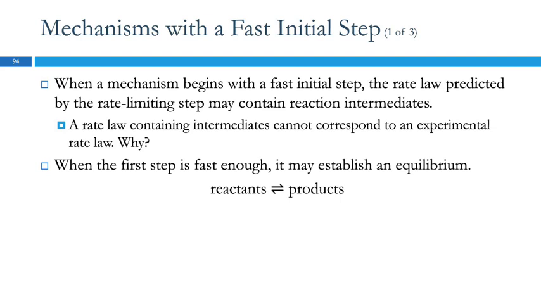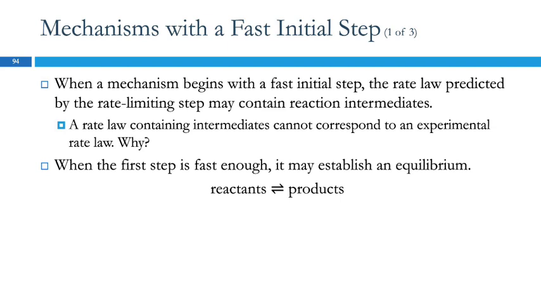So if the mechanism starts with an initial fast step, then the rate limiting step, which is not the first step, it's going to be the second or third or whatever, is probably going to have intermediates in it. And so you write the rate law for that slow step. It's got intermediates in it, and you can't use that as the rate law for the overall reaction because it's got a species in it that you don't know the concentration of. So that's just not going to work.